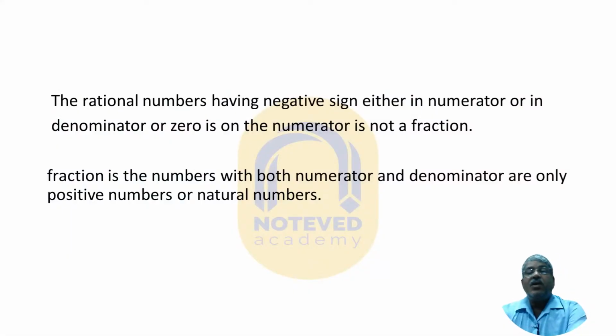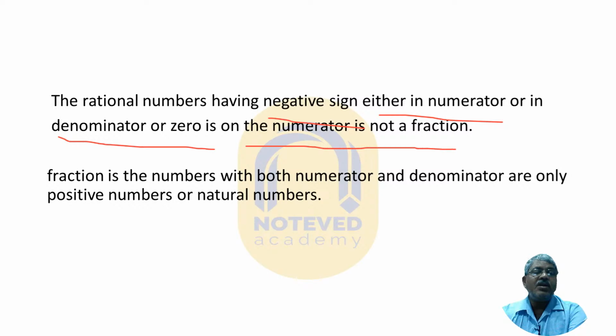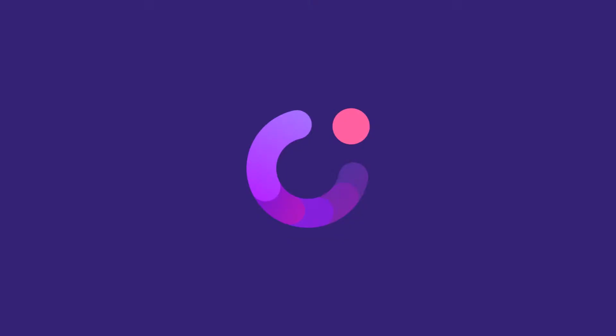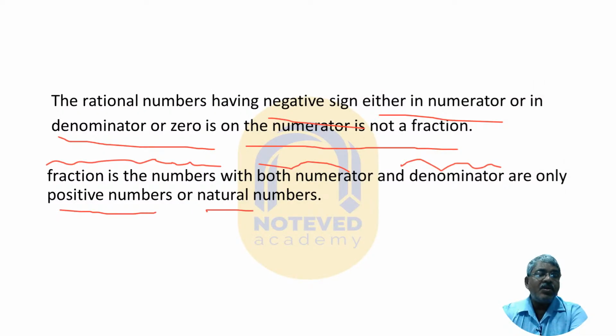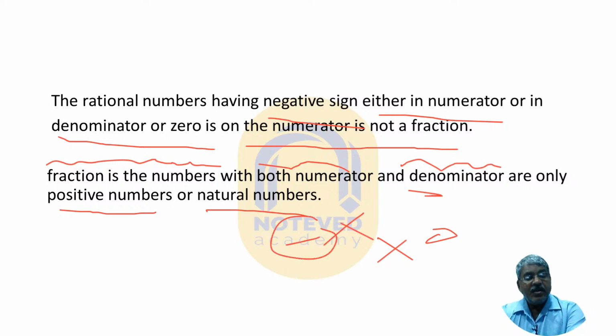Now, rational numbers having negative signs, either on the numerator or denominator, or 0 on the numerator, are not a fraction. A fraction is a number with both numerator and denominator positive or zero in the numerator. But the denominator cannot be 0, the numerator cannot be negative, and the denominator also cannot be negative. Clear?